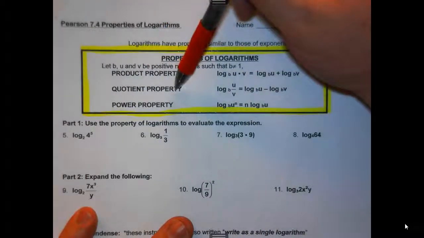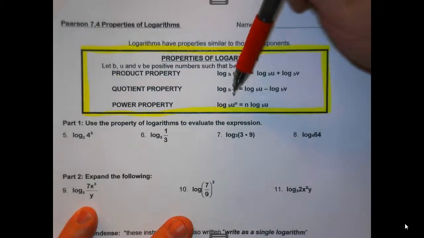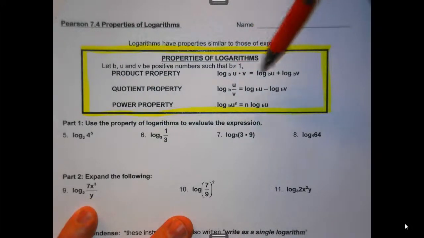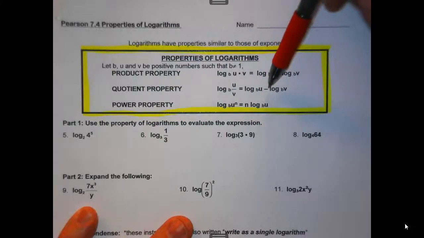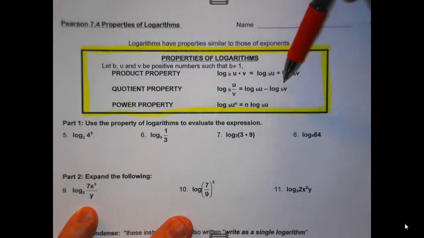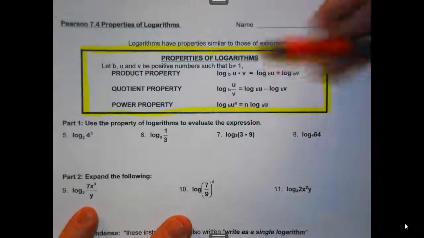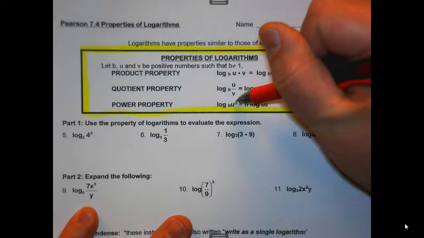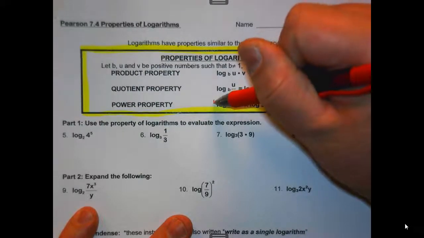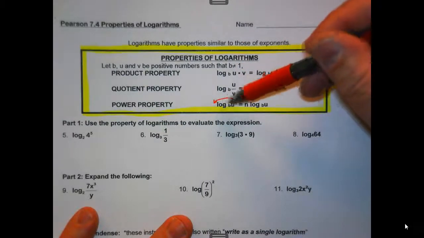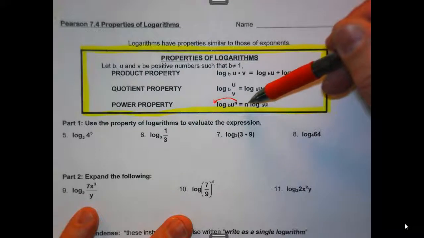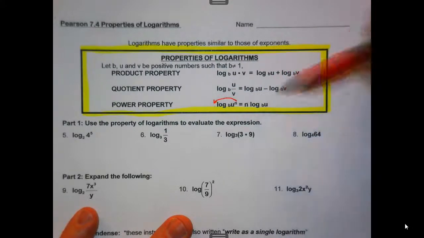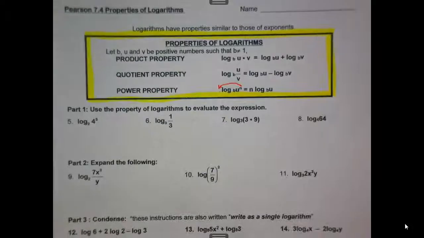Quotient property. If I have division with two numbers, I can take the log of the numerator minus the log of the denominator. And then if I have the power of the power, and we did this on a couple of problems two days ago, you take the exponent and put it before the log. So if I have log base b of u to the n, put the n out in front first, then I have log base b of u. Ready for some example moments?